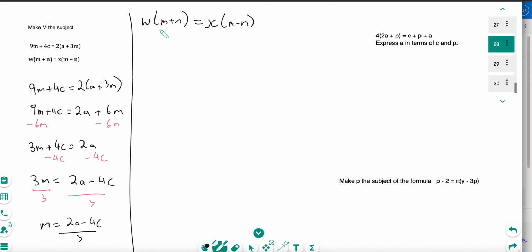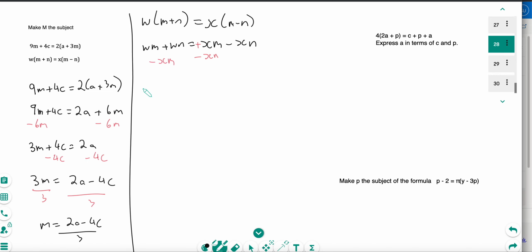Expand the brackets first, so w times m is wm. w times n is wn. Expand this side, x times m is xm. x times negative n is negative xn. Make m the subject, so I'm going to put all the m's to one side. So maybe I'll move this here. So xm is positive xm, so I'm going to subtract xm on both sides.